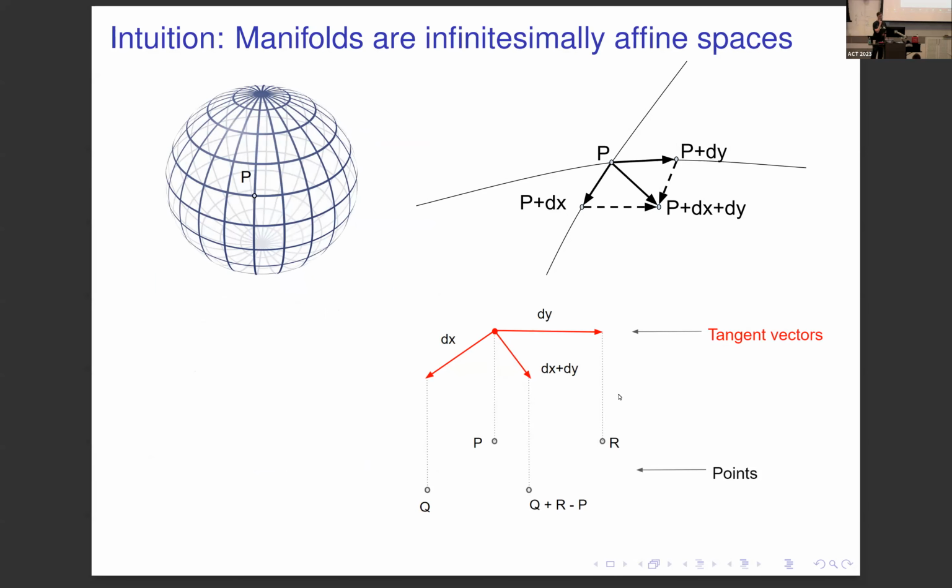The intuition that's been around literally forever, since people started thinking about curved spaces, was that a manifold should be an infinitesimally affine space. We're familiar with this: we look around, we're living on a curved surface. But when we're close, it appears flat. Of course, it is not really flat.